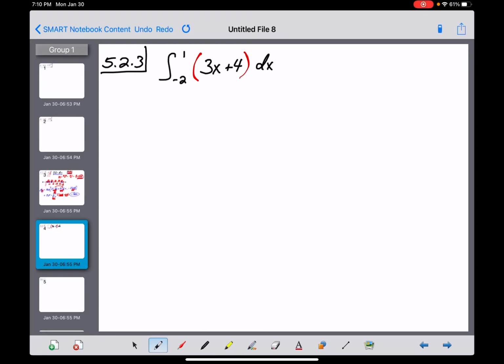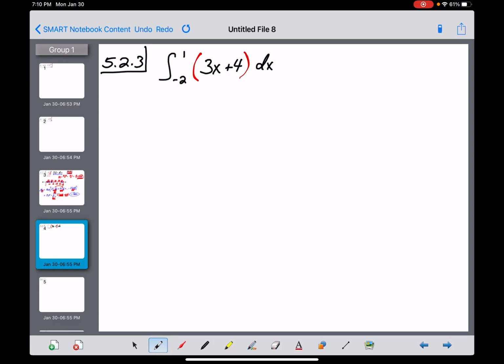All right, looking at problem number 3 in 5.2, it's our first definite integral I'm doing with you here, guys, out of homework here. Definite integral from -2 to 1. Notice we always read that from the lower limit of integration to the upper limit, so from bottom up. Let's remember that. You would not say this is the integral from 1 to -2. Definite integral from -2 to 1 of 3x plus 4 dx.